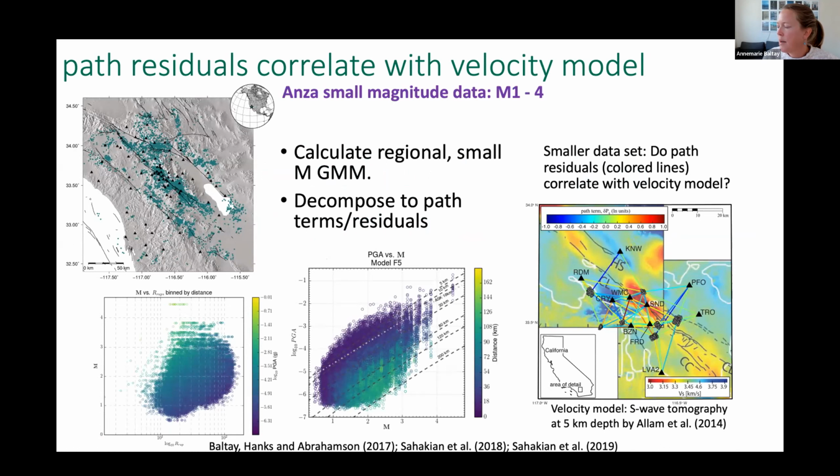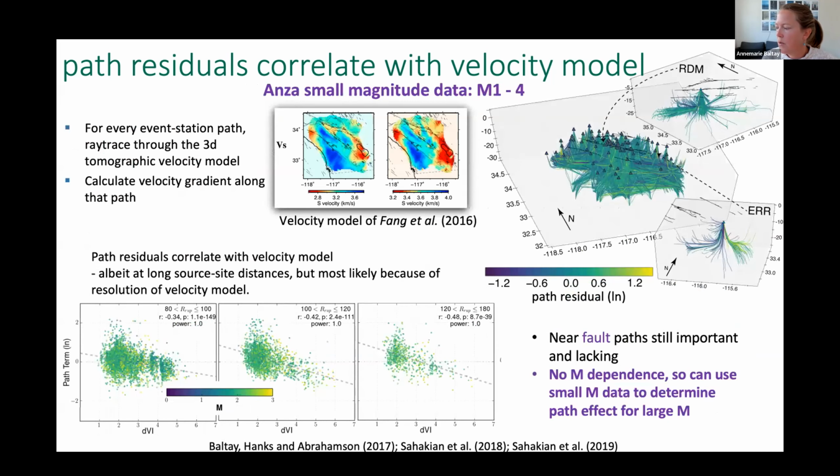And on the right is just a schematic we drew up about how we might think about correlating the velocity model with the path residuals. So this was just a smaller subset of the data as a schematic, really. The colored lines show the path residual, the path term, overlaid on a velocity model. But Valerie did a much more thorough study.